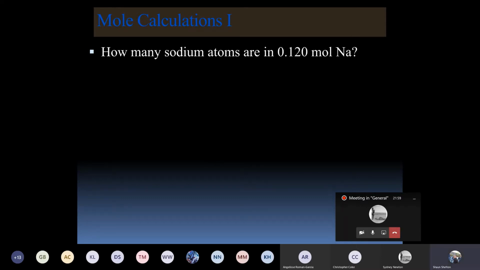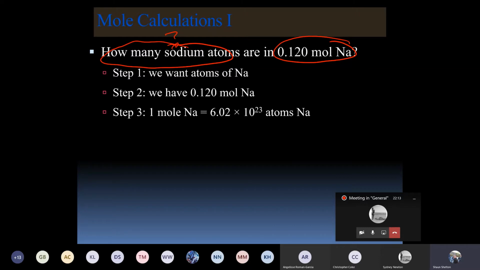So they give you two things. They give you the moles of sodium, and then they ask you how many sodium atoms. So that's your question here. All right. So to go through answering this question, we're going to take the 0.120 moles of sodium, and we are going to multiply by Avogadro's number, which is 6.02 times 10 to the 23rd.